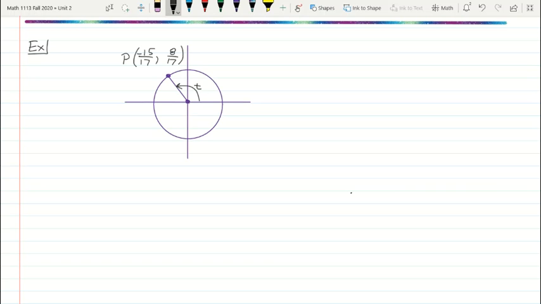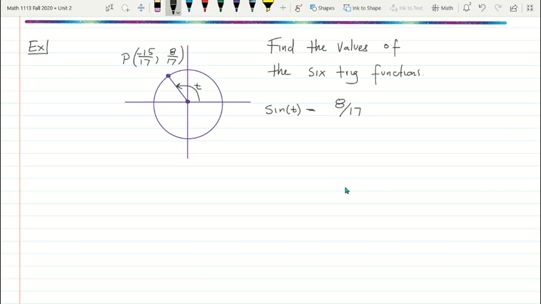Let's do an example now, figuring out all the different trig definitions that we just went over given this point. The directions may go something like this, and just tell us to find the values of the six trig functions that we talked about. So the first one would be sine. Sine of the argument t, we said, was equal to the y value. So whatever the y value is, that's what sine of t is equal to. In this case, it is 8 over 17.